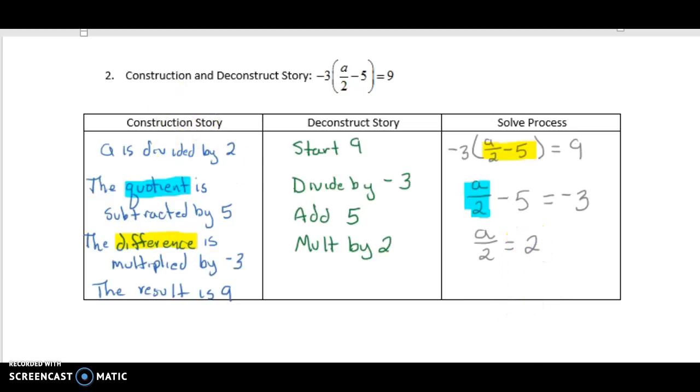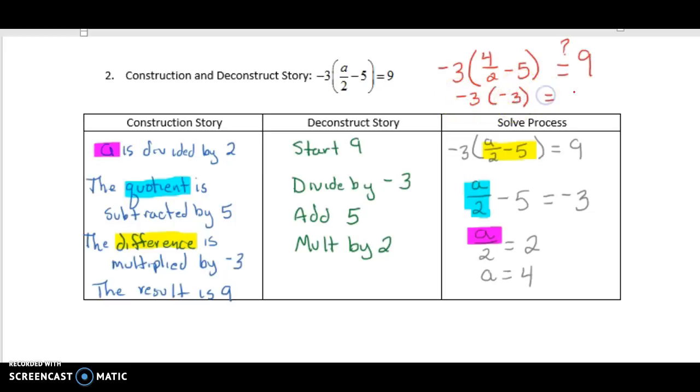And then lastly, we are going to end up with a because we divided by 2. And so now we're going to multiply by 2. We're going to be left with a, and a is equal to 4. Let's check this real quick. If I plug in 4 here, is -3 times the quantity 4 divided by 2 minus 5 in fact equal to 9? 4 divided by 2 is 2. We have -3 times -3, which is equal to 9.